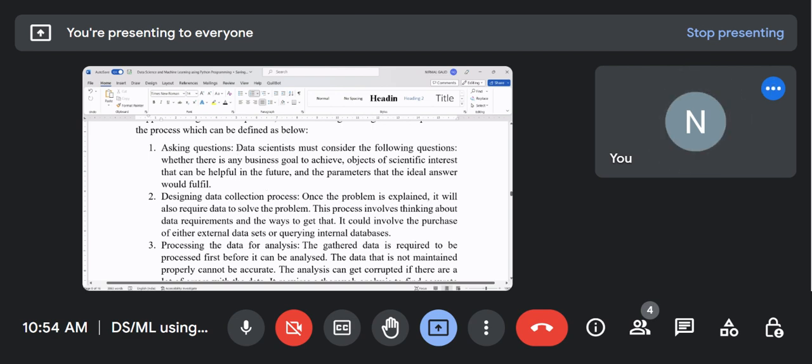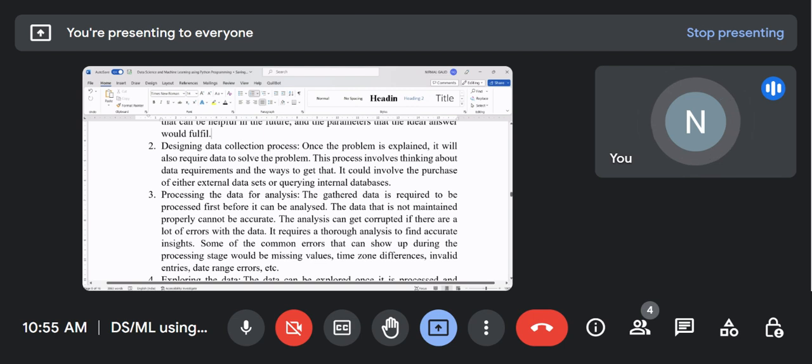A data scientist must consider the following questions: whether there is any business goal to achieve or not. See, you are going to be a data scientist for some organization, for a company, and if that company hands you the data and asks you, tell me what we are going to do next, you should ask yourself: I'm going to perform analysis over this data, I have the goal, whether it will be achieved or not by doing this analysis.